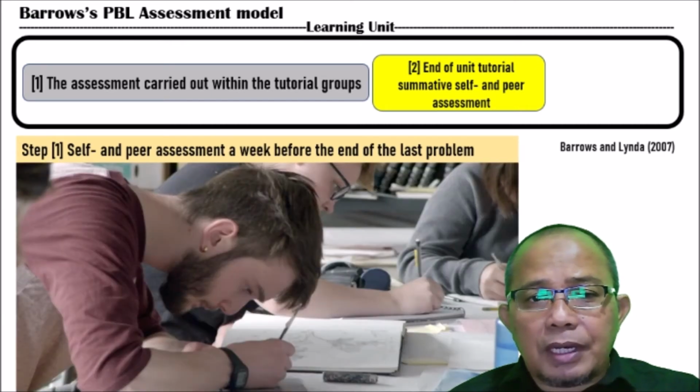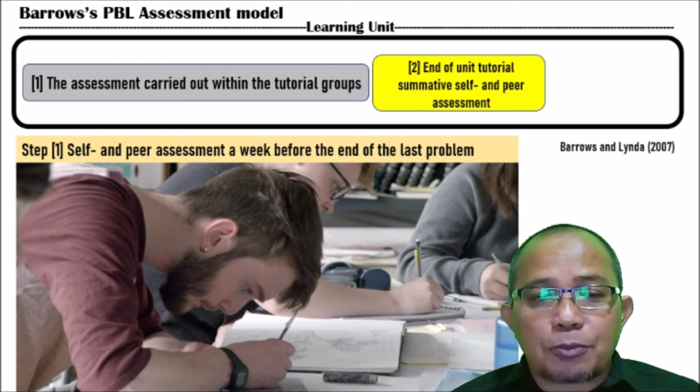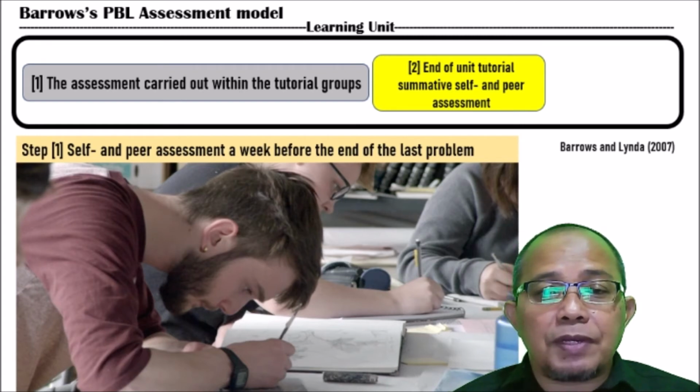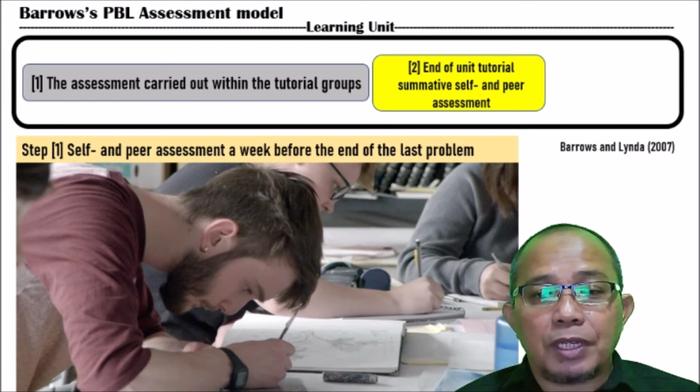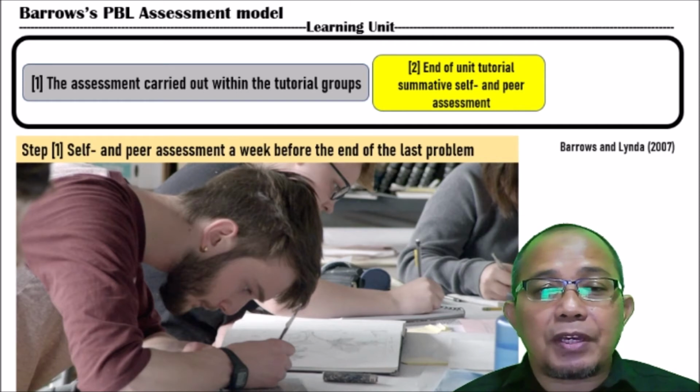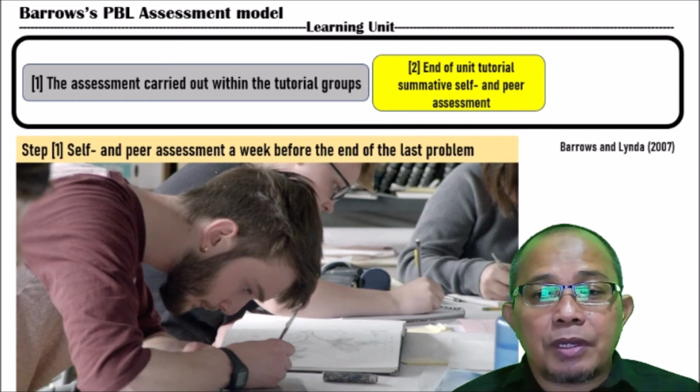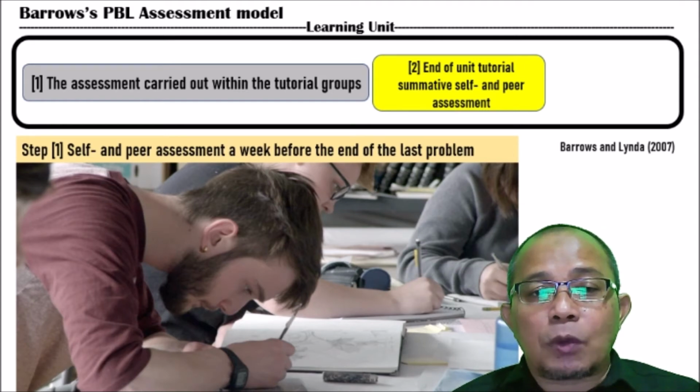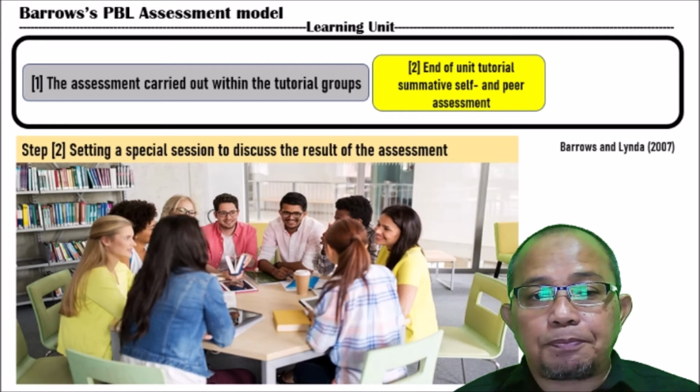Step 1. A week before the end of the last problem, each member of the group is given a report form to fill out in which he or she assesses his or her performance in the areas described previously, as well as his or her assessment of the performance of each member in the group in the same areas, which is the problem-solving performance, self-directed learning performance, performance as a group member, and quality and extent of learning.